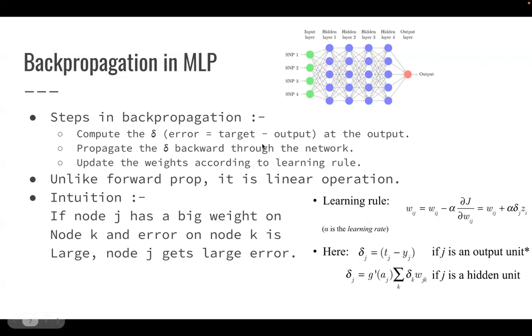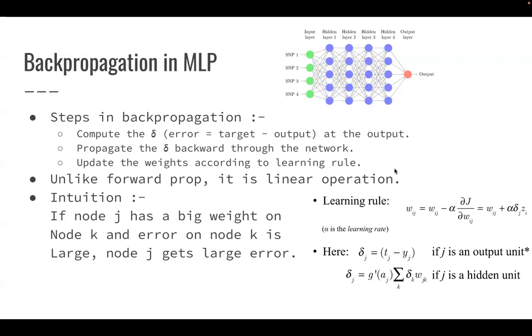So intuitively, suppose this node has a big weight here, and there's a big error here, then even the error of this node will be large. So that's what this formula is doing at the end.